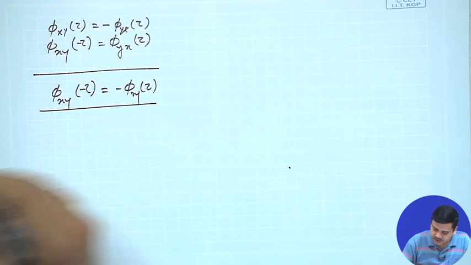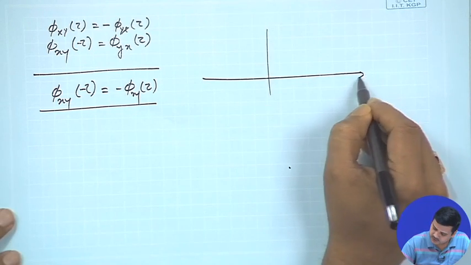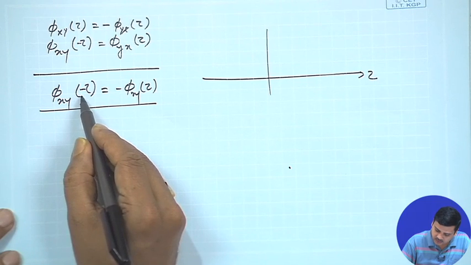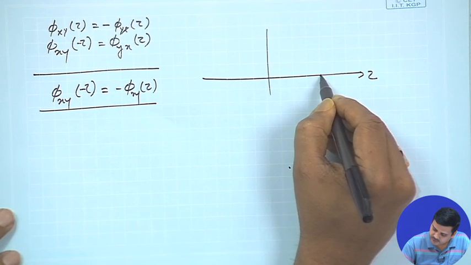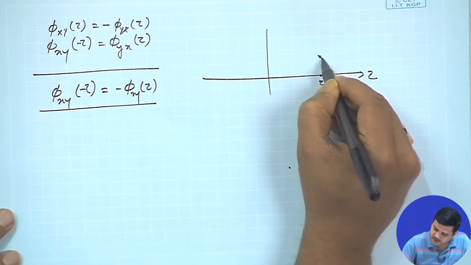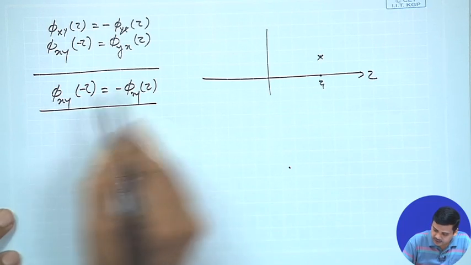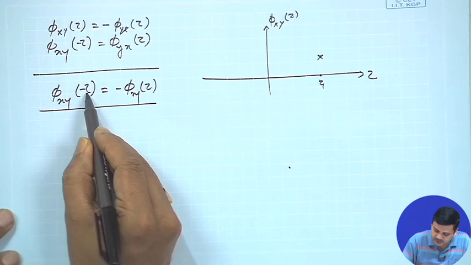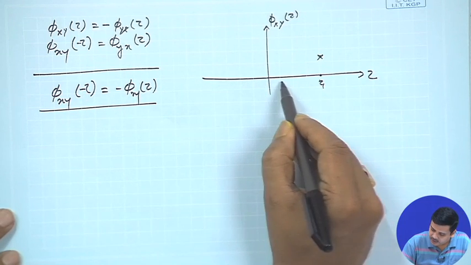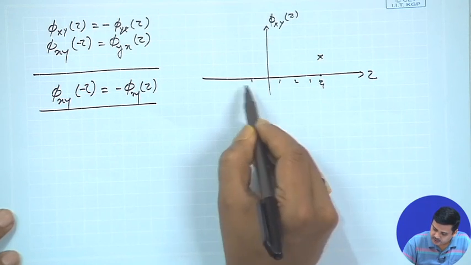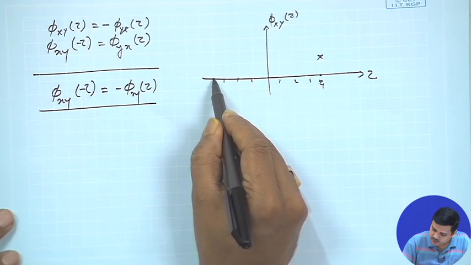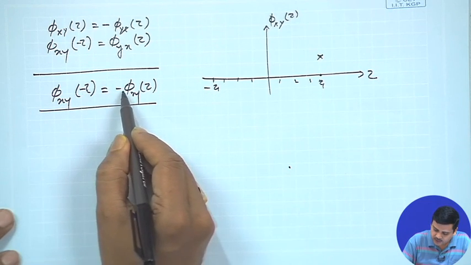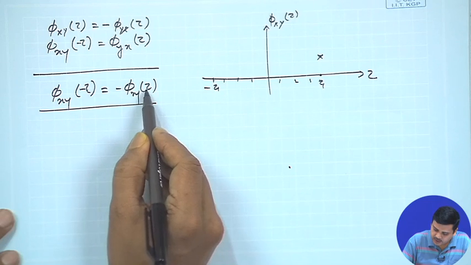So, what this basically means is, if we would have this tau axis, phi x y of minus tau. So, if let us say phi x y at some value of tau, let us say tau 1 has a value here, and then I want to find phi x y of minus tau. So, here I want to find it at minus tau 1, phi x y at minus tau 1 is equal to minus phi x y of tau.